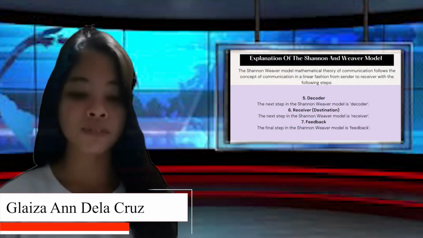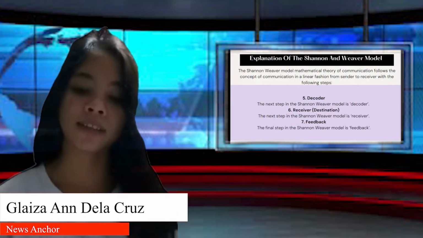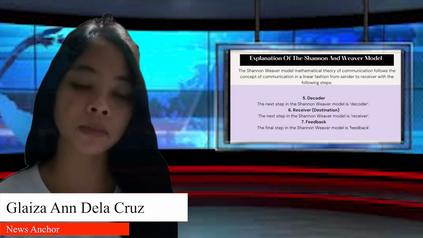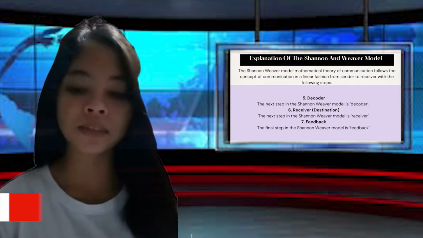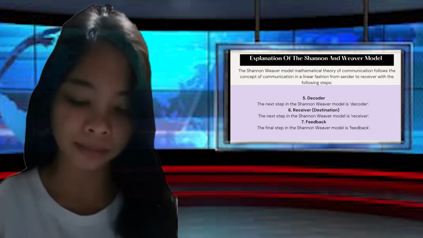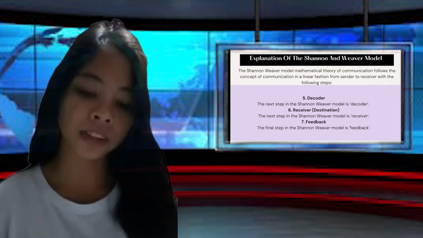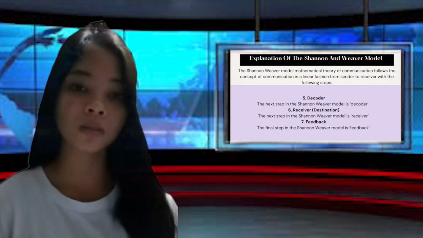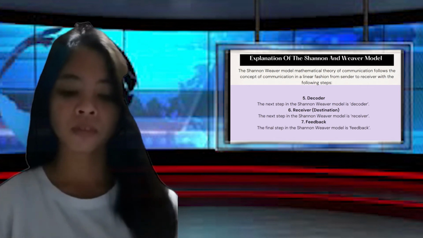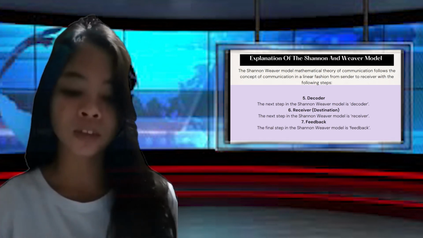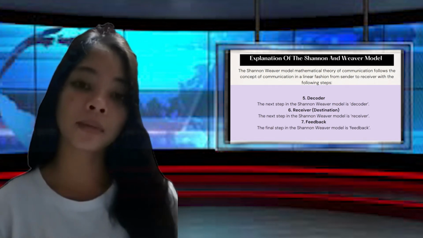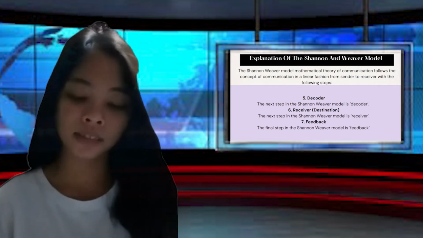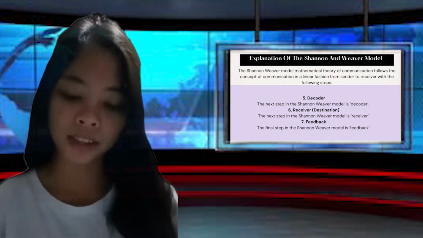Feedback. It is the final step in the Shannon-Weaver model, a step added in response to criticism of the linear nature of the approach. When we say linear, it means that the message is only going through one way. Feedback occurs when the receiver responds to the sender in order to close the communication loop. They might respond to let the sender know they got the message or to show the sender whether they got the message clearly without noise or how well they understand the message.